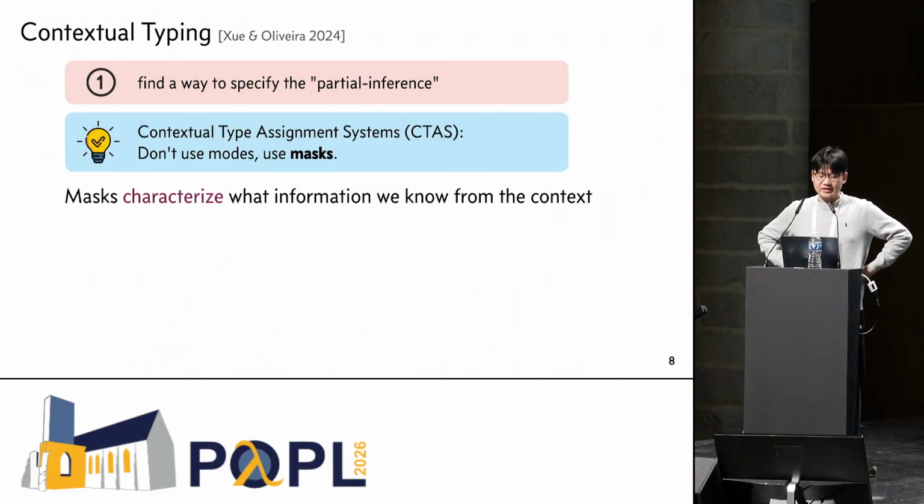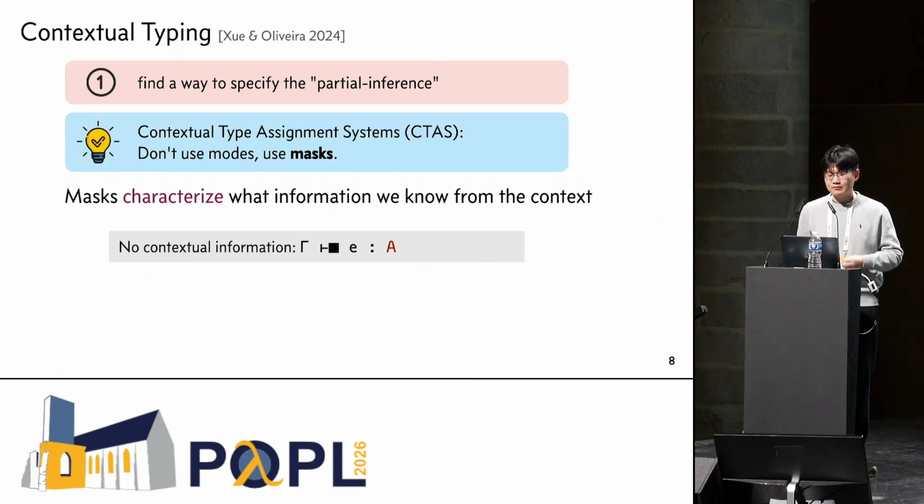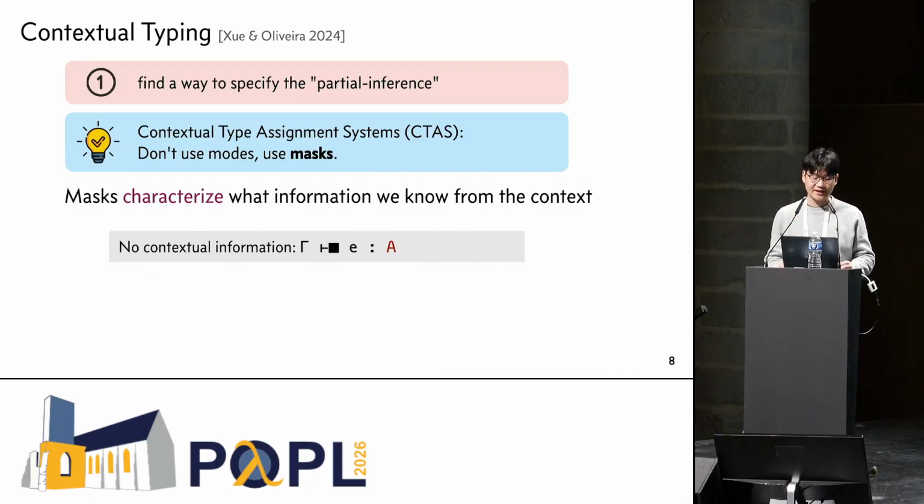The masks characterize what information we know from the context. Let's try some examples. If we have an opaque box, which means we see nothing in the context, and we use red color A here to indicate A is fully unknown.